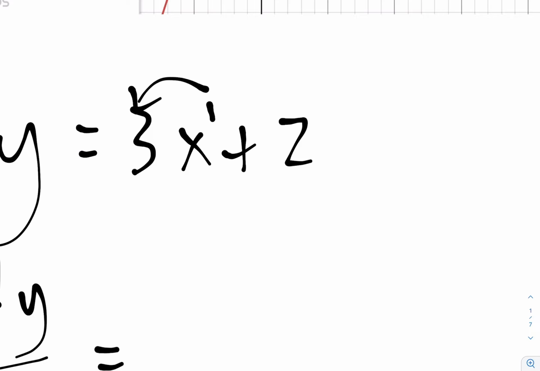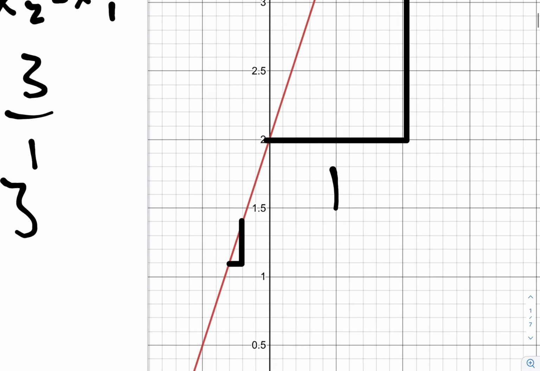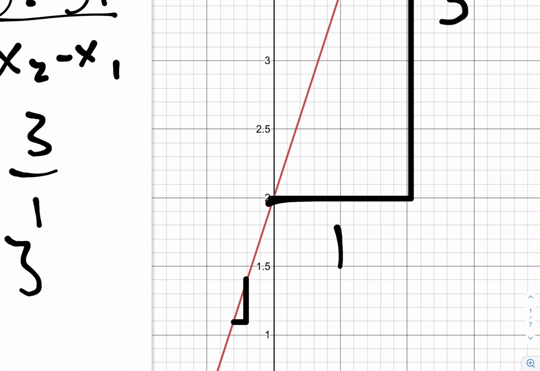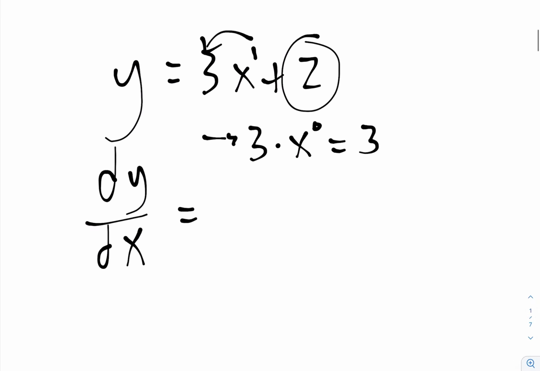So this is like 3 times x to the 0. Well, x to the 0 is just 1, so this is just 3. And obviously 2 is a constant, so anytime you're taking the derivative of a constant, it's going to be 0, right? Because if you were to graph y equals 2, you would just be on this line forever. And it's not changing, its slope is 0, so its derivative is 0, its rate of change is 0.